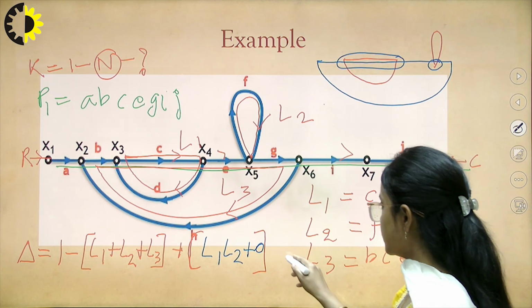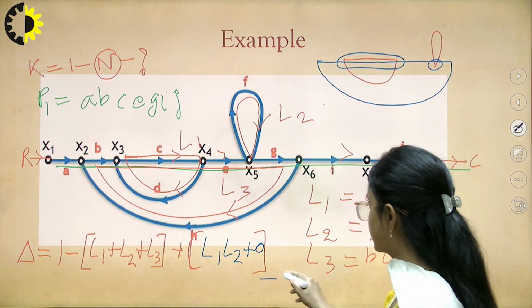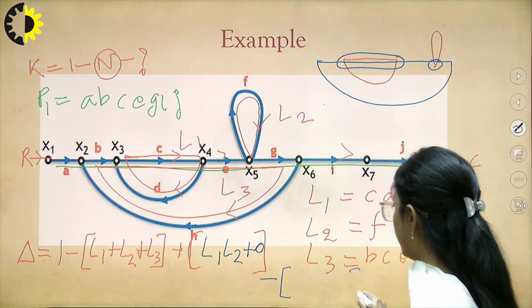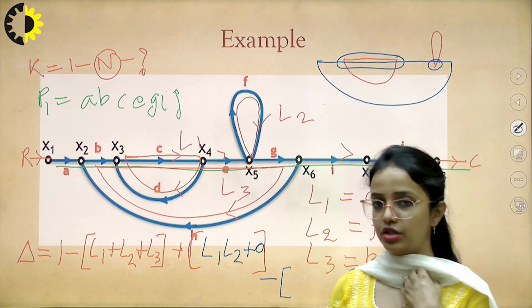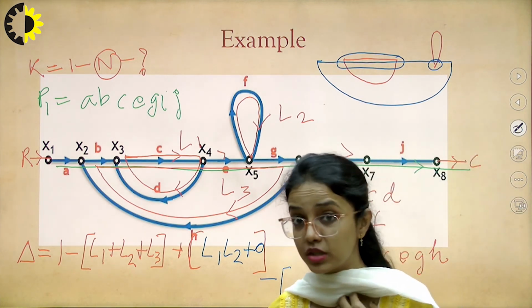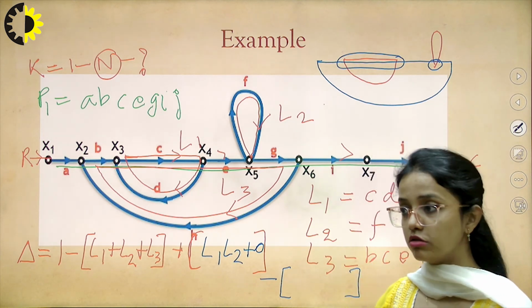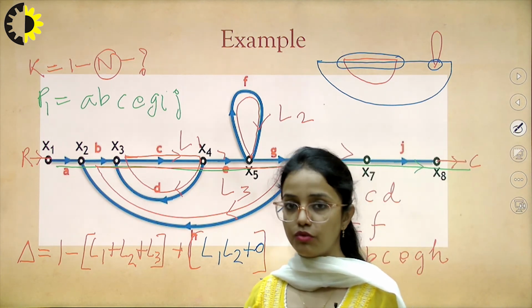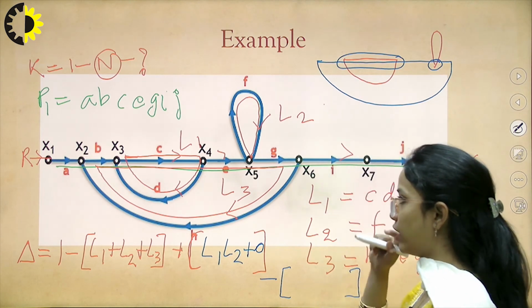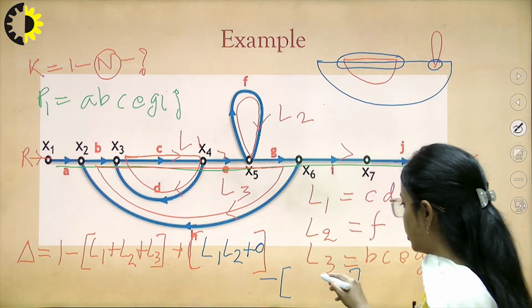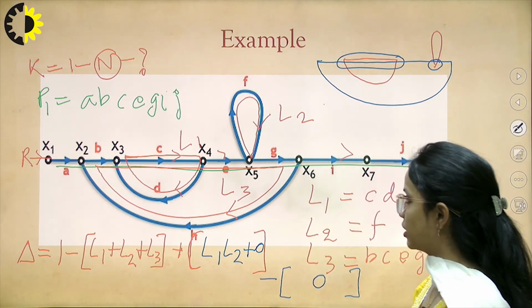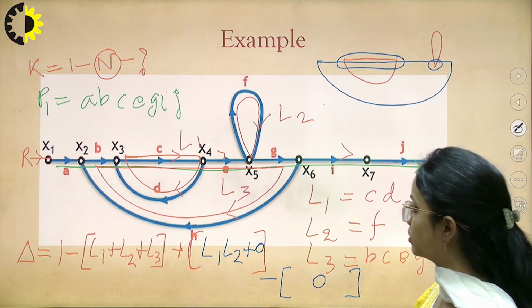Then the next bracket is sum of product of 3 non-touching loops. So we need to have 3 loops which are not touching each other, and then we have to multiply, and then all those triplets will be added. So I don't think we have any 3 loops which are not touching. So again this is 0. So the del value is 0.